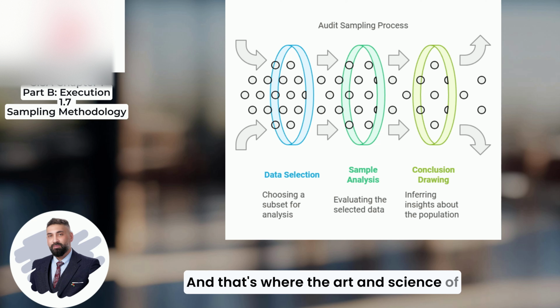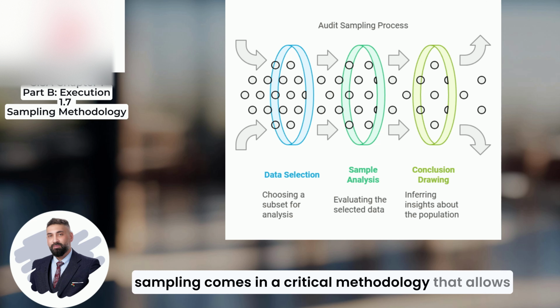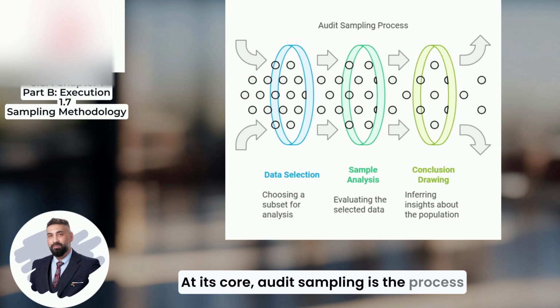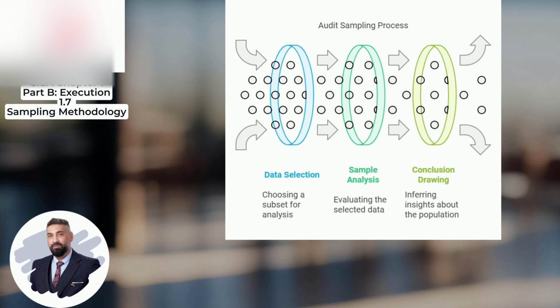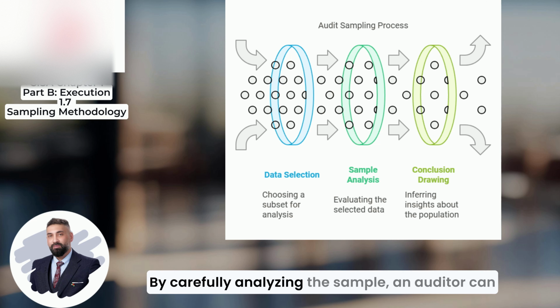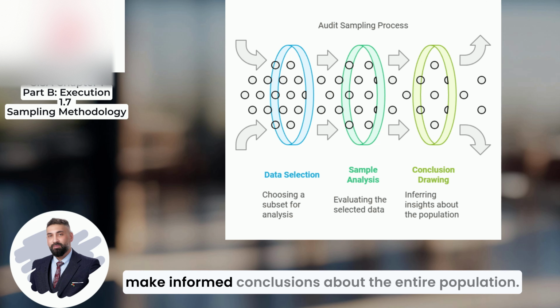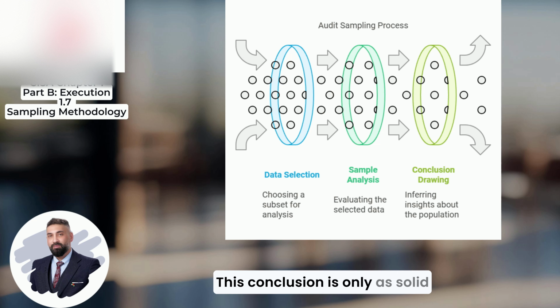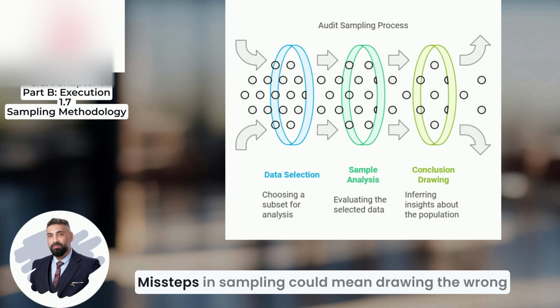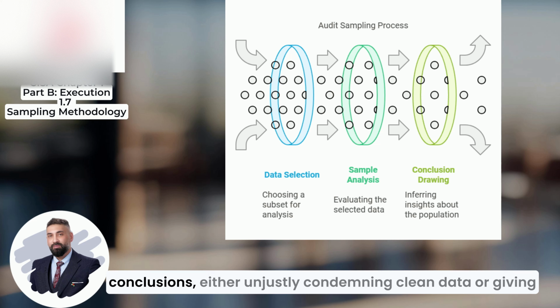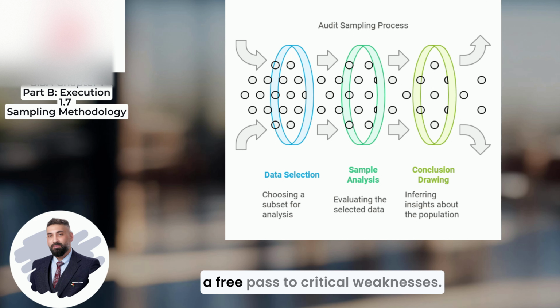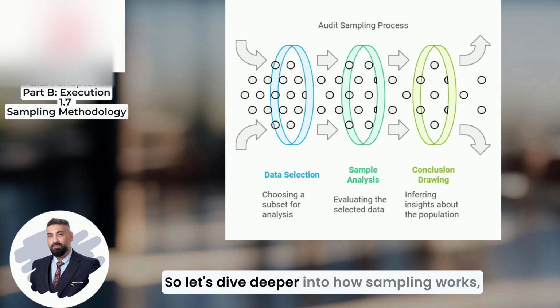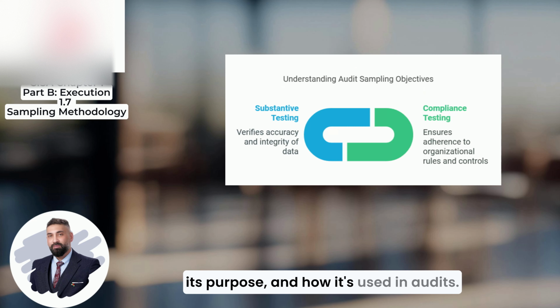And that's where the art and science of sampling comes in, a critical methodology that allows them to uncover big truths from small numbers. At its core, audit sampling is the process of selecting a subset of data, a sample, from a much larger set or population. The idea is simple. By carefully analyzing the sample, an auditor can make informed conclusions about the entire population. But here's the catch. This conclusion is only as solid as the sampling technique used. Missteps in sampling could mean drawing the wrong conclusions, either unjustly condemning clean data or giving a free pass to critical weaknesses. So let's dive deeper into how sampling works, its purpose, and how it's used in audits.